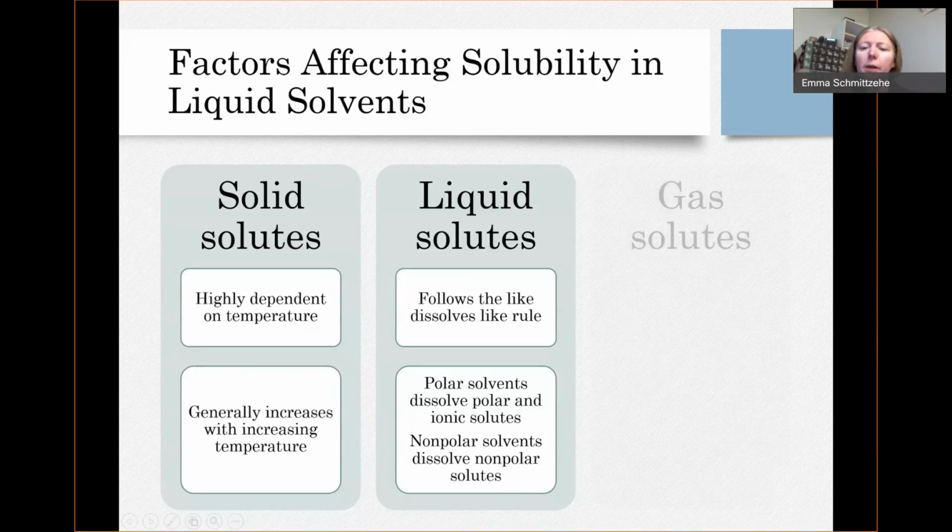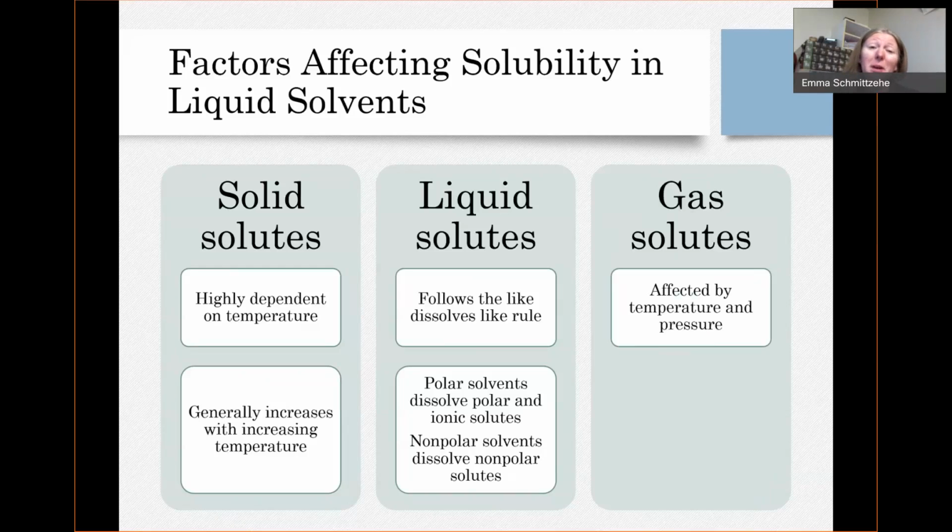Now, we can also talk about gas solutes. If we are dissolving a gas into a liquid, that is going to be affected by both temperature and pressure. So we can manipulate the solubility of a gas by changing temperature or pressure or both. Whereas remember, for solids you can only change their solubility by changing the temperature. And for liquids, you really can't do anything about it. It's either soluble or not.